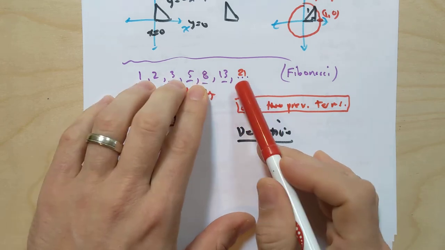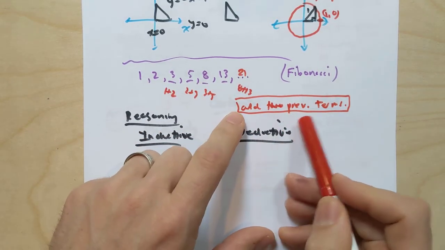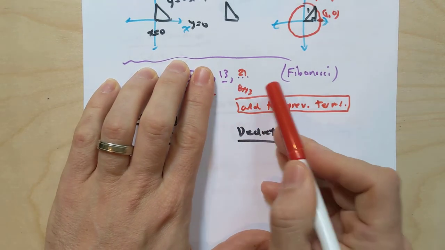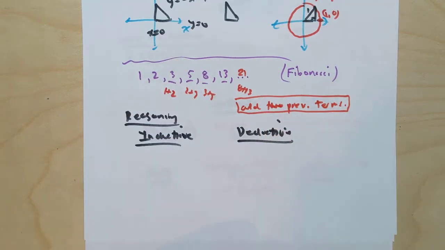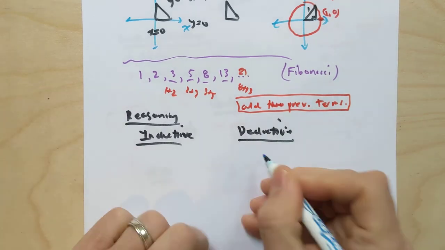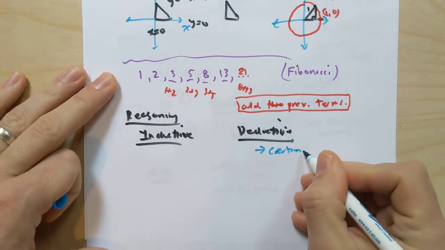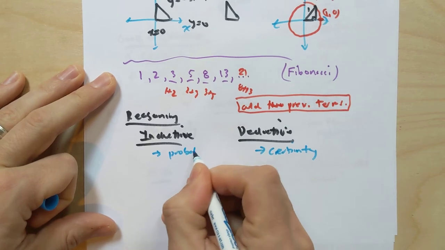What would come after 21? Well, deductively, you would say if the pattern is add the two previous terms and the two previous terms are 13 and 21, then I should simply add them up and that would come out to 34, right? And then that would be the next term in our pattern. And that would be deductive thinking. Deductive thinking always has absolutely certain conclusions. You always have complete certainty in your conclusions there. Inductive thinking will only have probable conclusions.